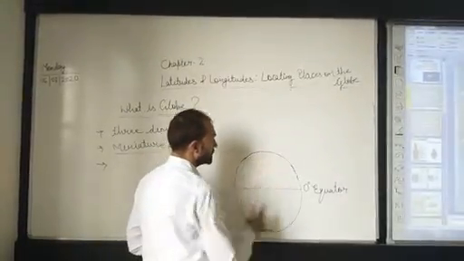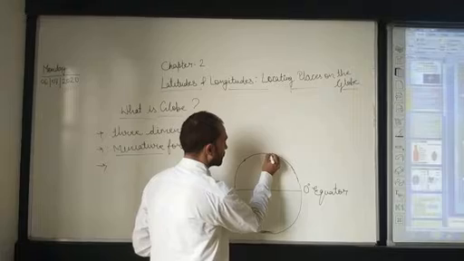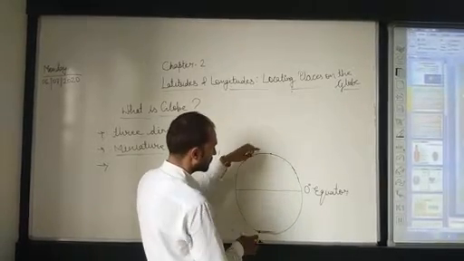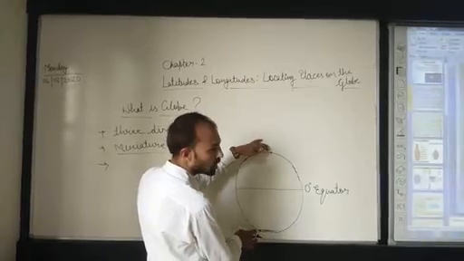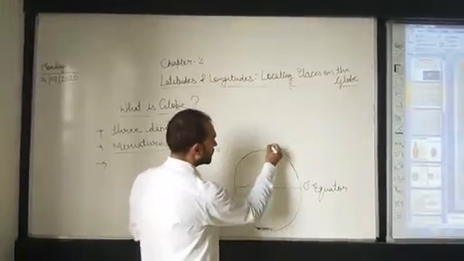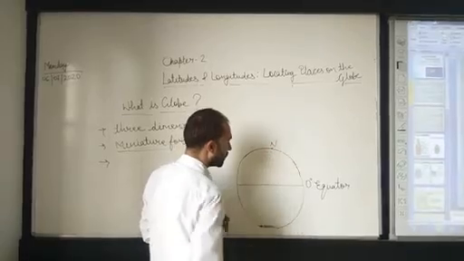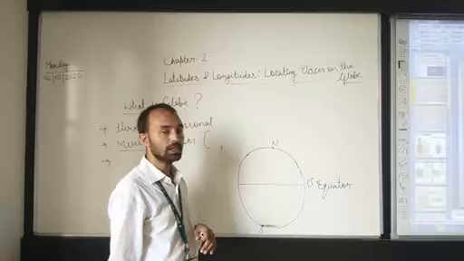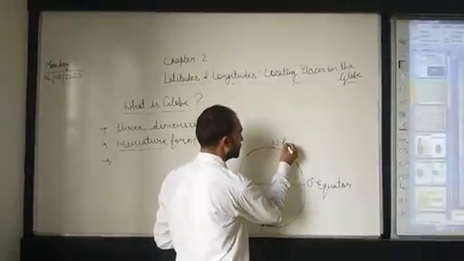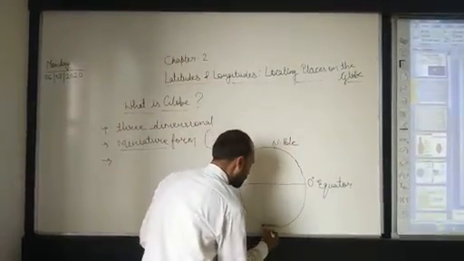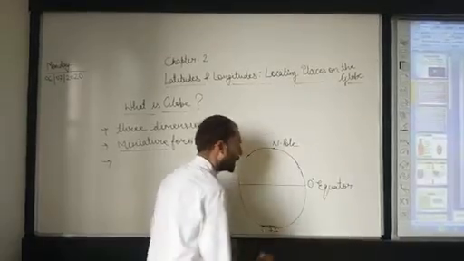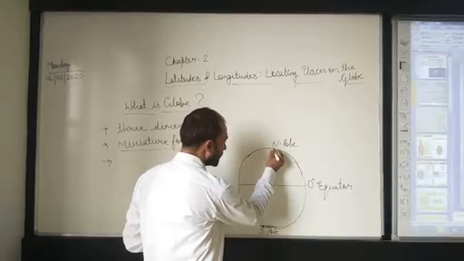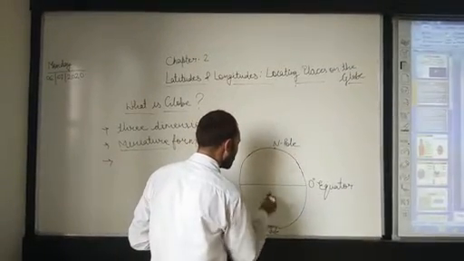Second one is at these two end points. There are two end points. This end point is called North Pole and this end point is called South Pole. N stands for North, S stands for South. North Pole and South Pole. So there is a needle which is fixed.